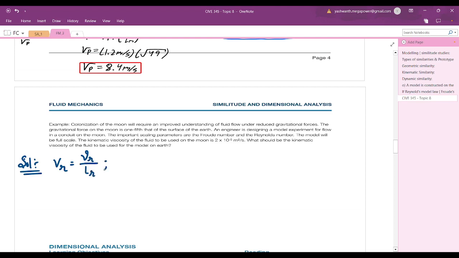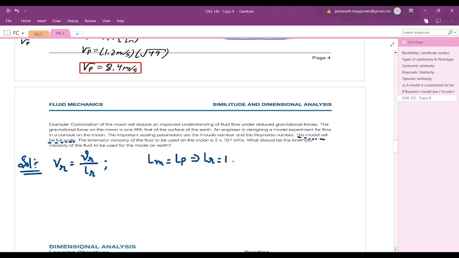Now in this question some information is given. Please read the last but one line of the question. The model will be full scale. What does it mean? It means the length of the model is equal to the length of the prototype, which implies length scale ratio is 1. That is the meaning of the model will be full scale, right?